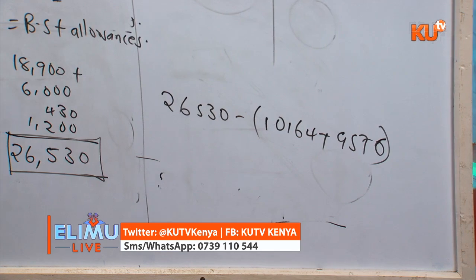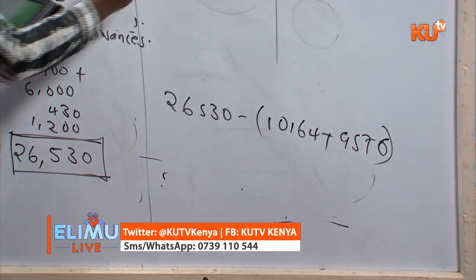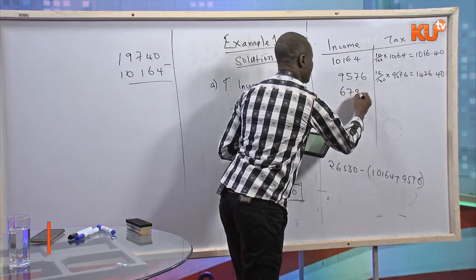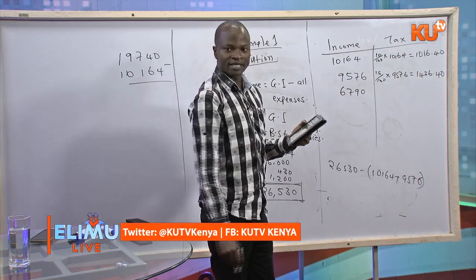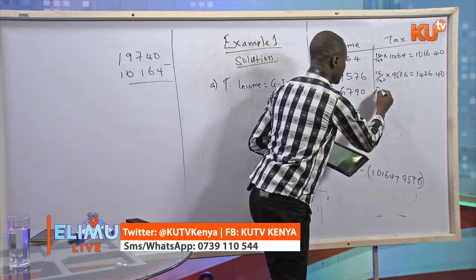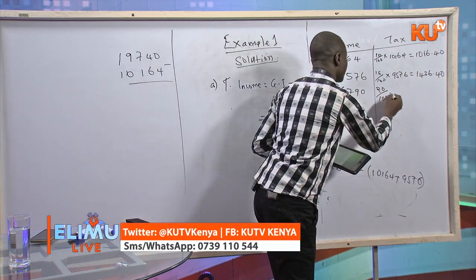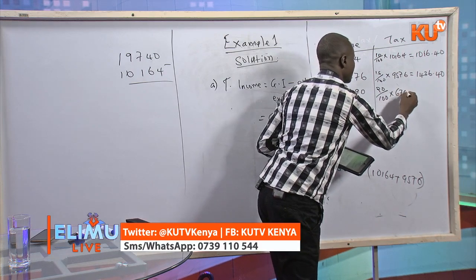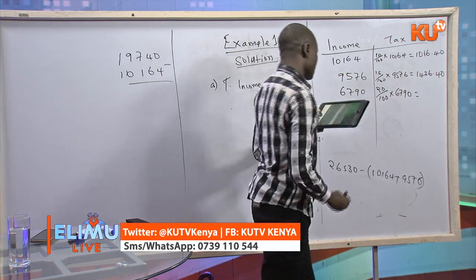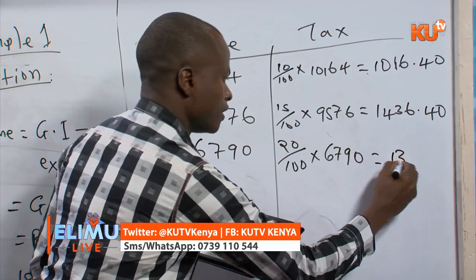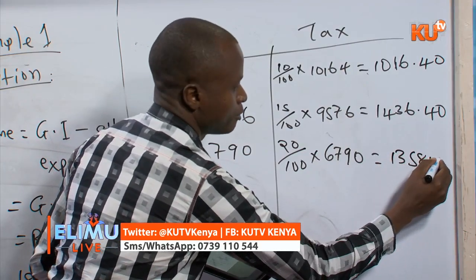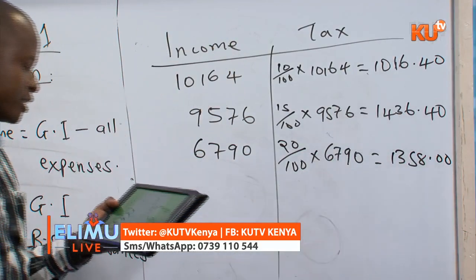1 minute. That's fine. You should get 6790. So then what percent do we take? We are taking 20%. So 20 over 100 times 6790. That should give us 1358. We put 0.00 for uniformity.